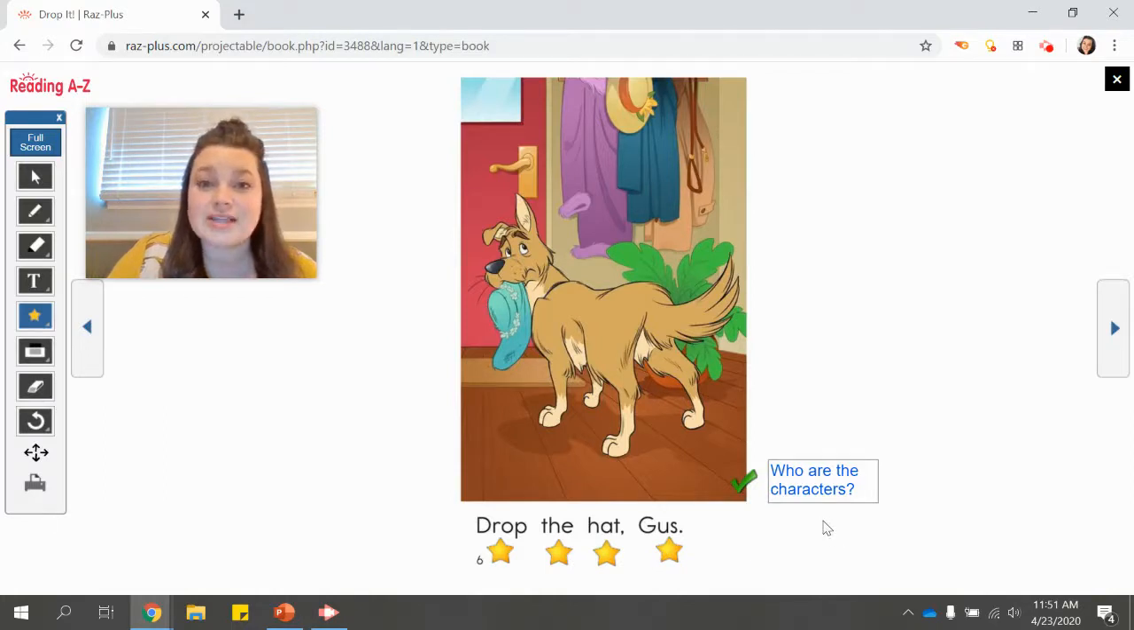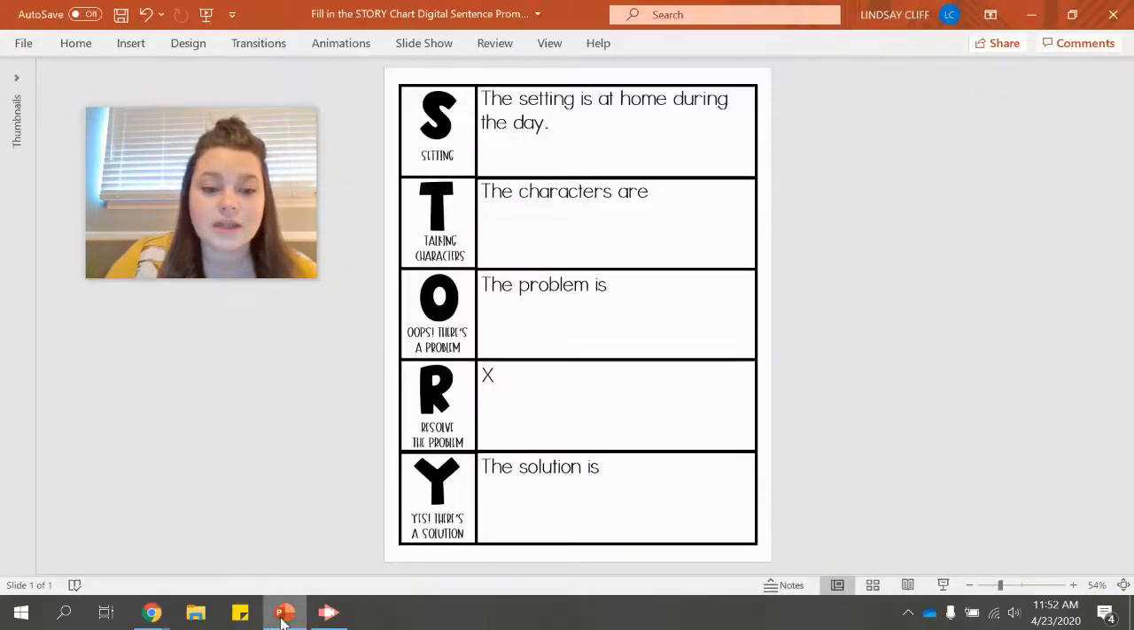So we are going to pause again on this page to think about who the characters are. Now, we know that some characters are talking characters, but others are not. We notice that in this book, some characters are talking, but some are not. So I want you to pause. I want you to think about who the characters are so far in our book. Then we're going to come back to our story elements chart and write in who the characters are. So pause the video and do that now.